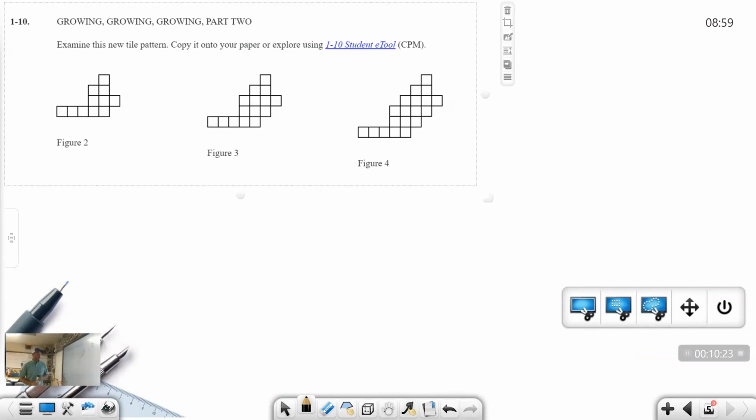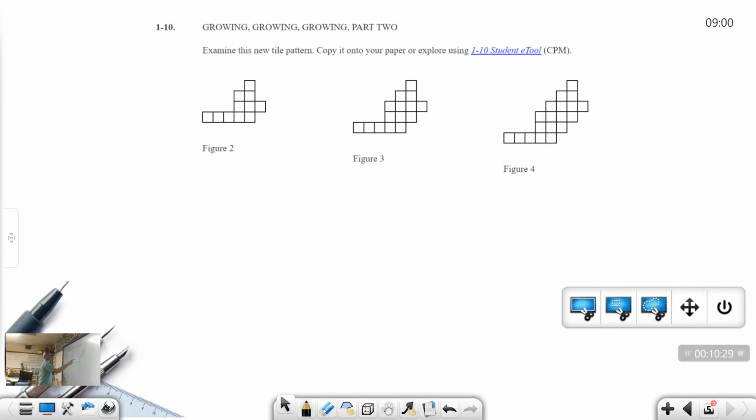Okay, growing, part 2. Notice we have figure 2. What do we need to do? Examine this tile pattern, copy it into your paper, and we're going to draw figure 1, and we're going to draw figure 5 and 6. We are focusing on finding the pattern. How do you see it? If you're at home, please take a minute, copy down figure 2, 3, and 4, labeling it, and then draw figure 1, 5, and 6.